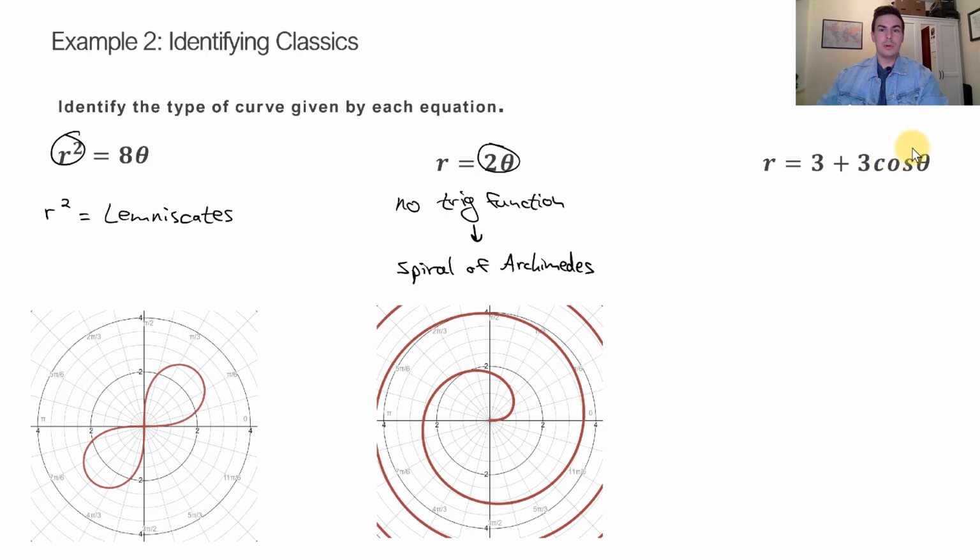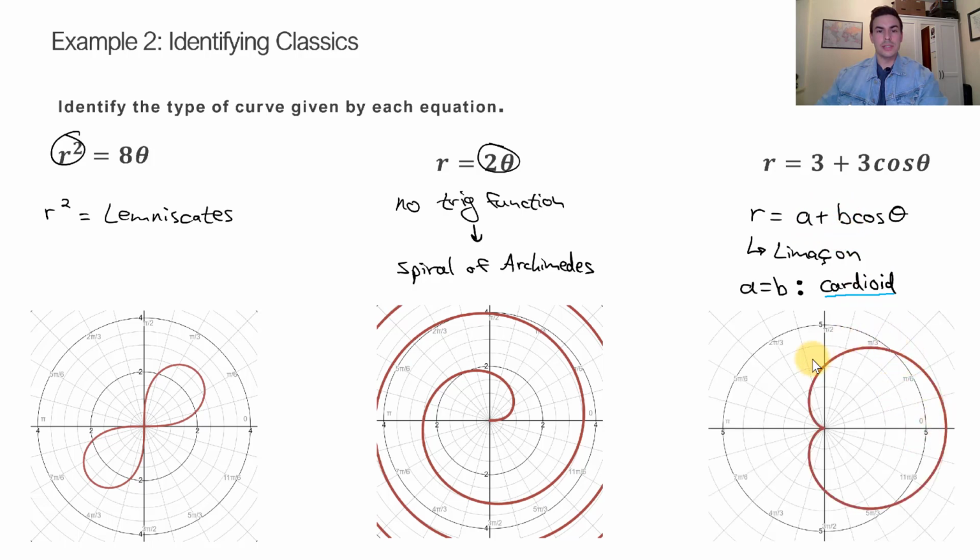This one's a little bit more difficult. I've got 3 plus 3 cosine theta. This looks like r equals a plus b cosine theta, which lets me know that we're dealing with a limacon. And this is actually a special case limacon because when a is equal to b, we have what's called a cardioid. Make sure you write that down. Make sure you remember that one because that's a special type of limacon, a cardioid, when a is equal to b. And a cardioid looks just like this.